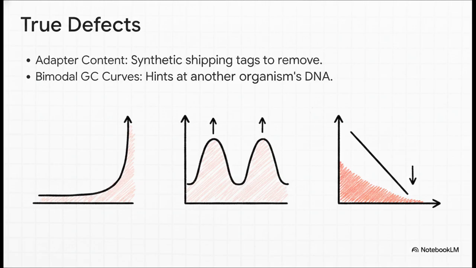That being said, there are definitely true defects we have to watch out for. If you see a rising curve of adapter content at the end of your reads, it means those synthetic shipping tags are still attached. Not good. If you see a bimodal curve, basically a double-humped curve, your factory has a genuine defect. It strongly hints that some other organism's DNA accidentally contaminated your sample. And of course, if you have widespread quality scores crashing down into the red zone, the sequencing machine itself might have just malfunctioned. Any of these issues need to be addressed immediately.